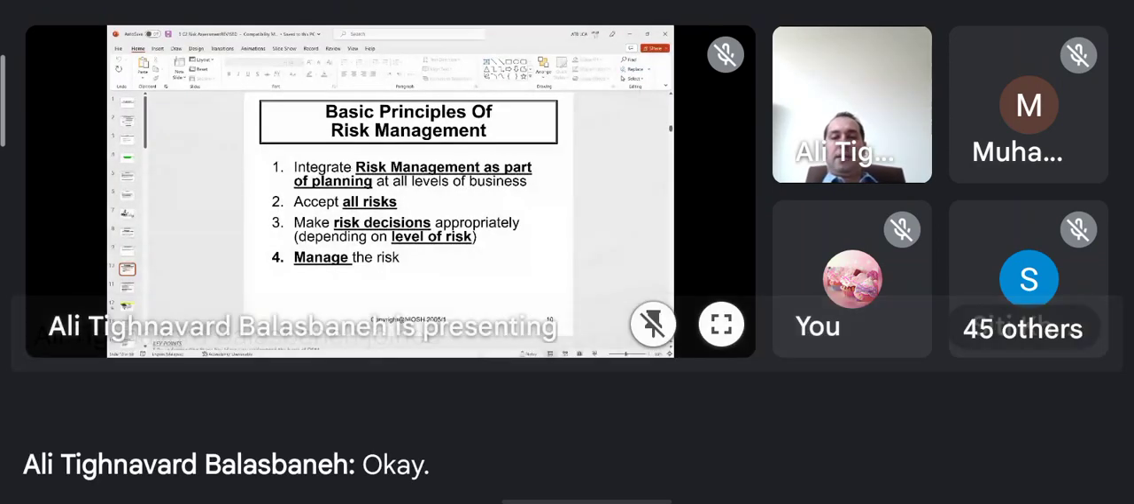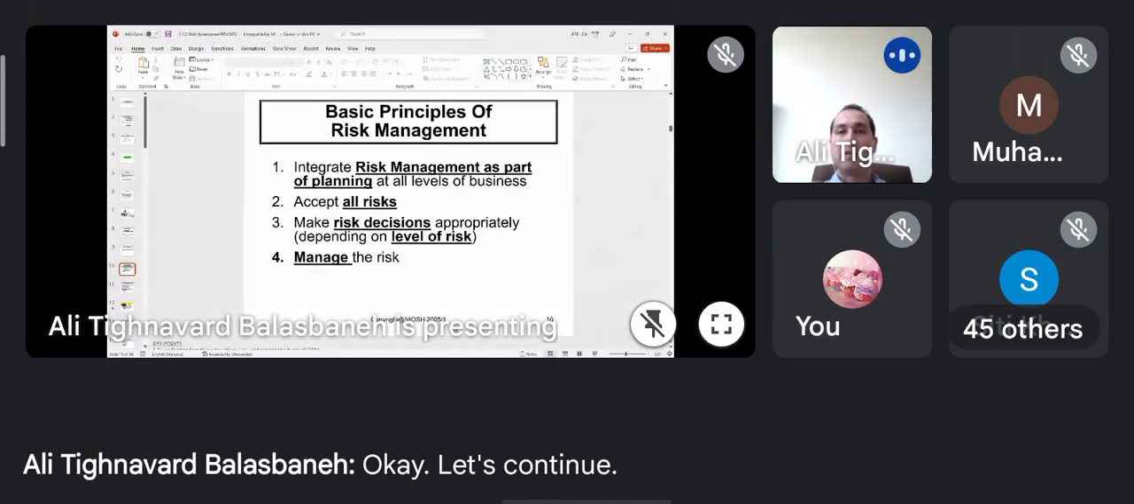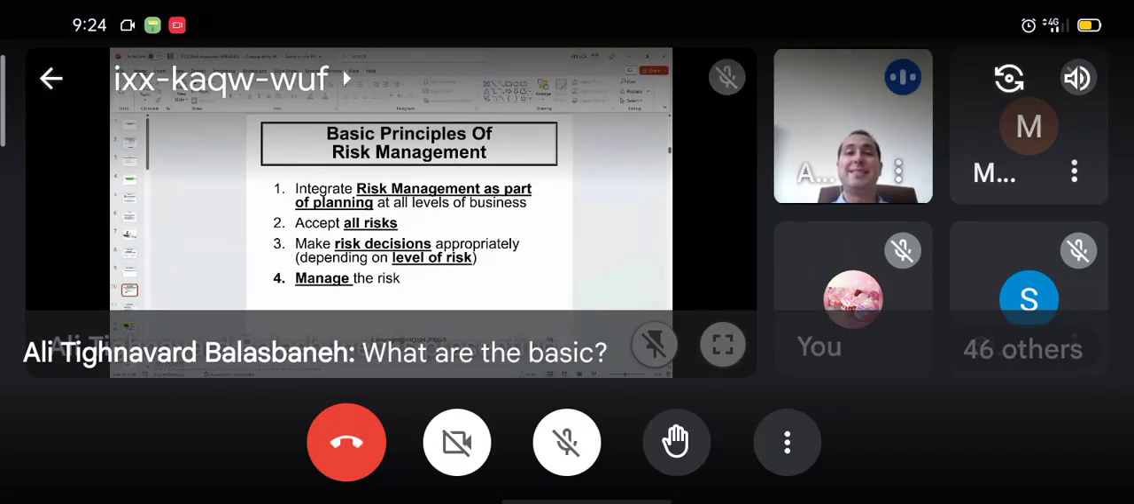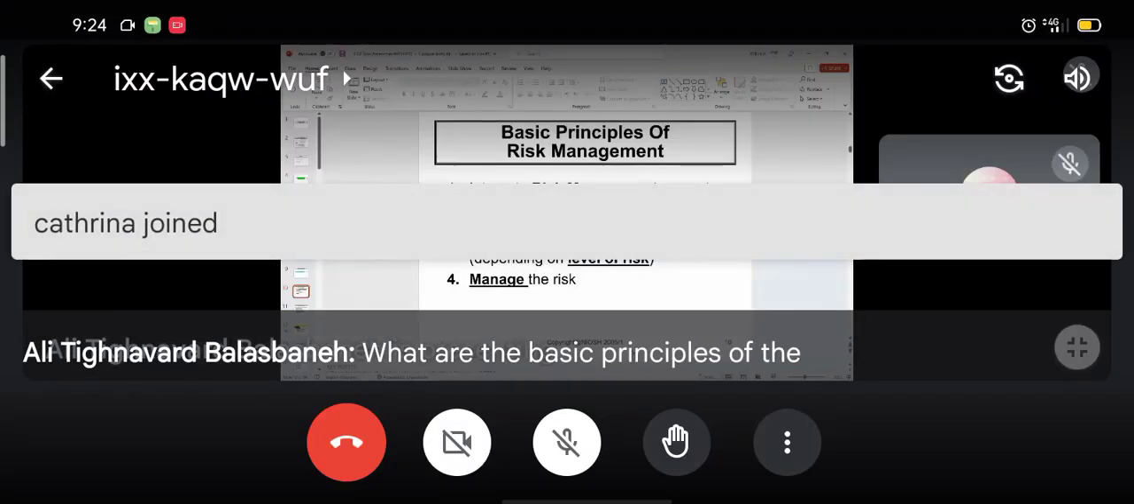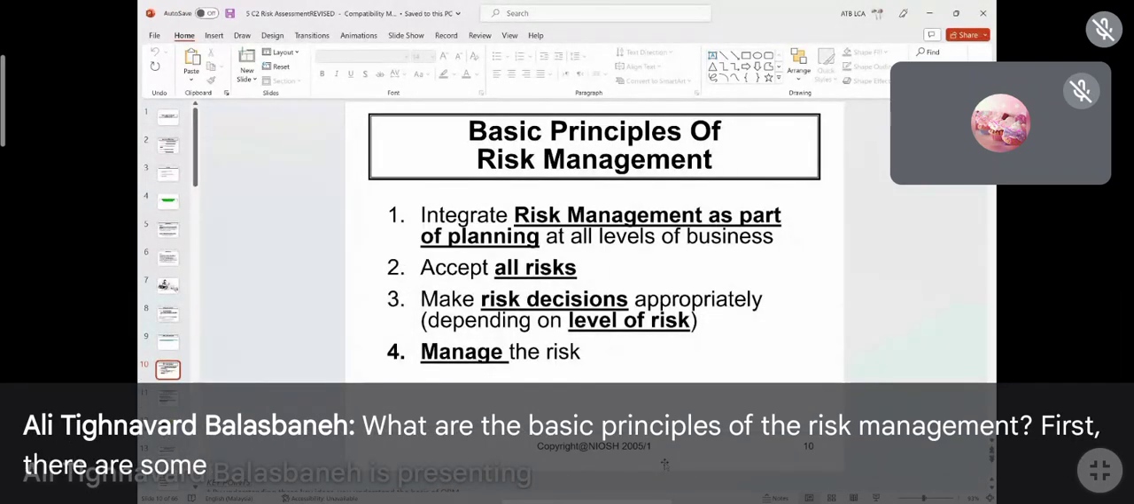Okay, let's continue. What are the basic principles of risk management? First, there are some items here. Let's review them one by one.